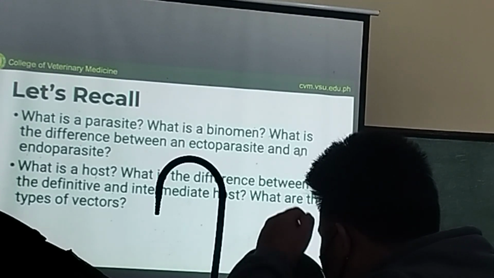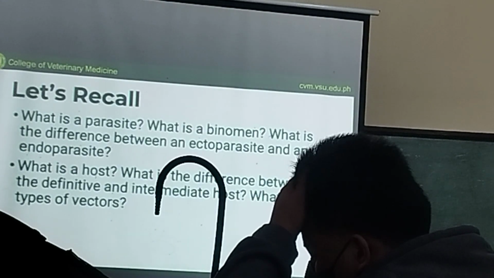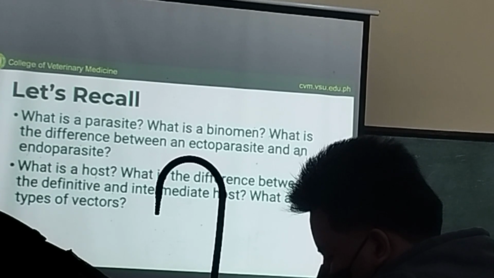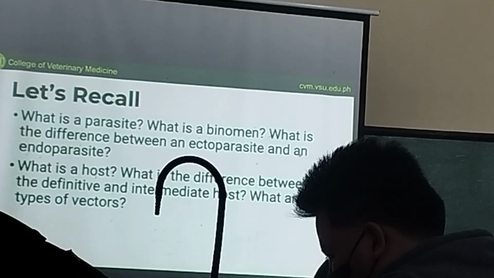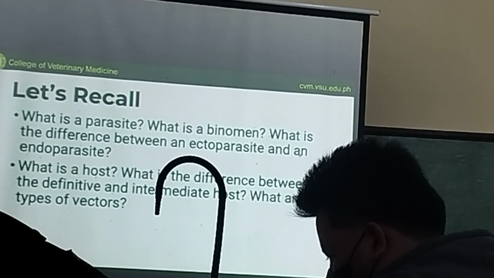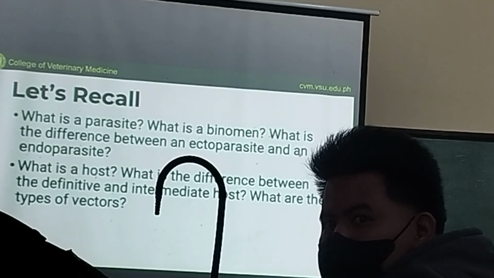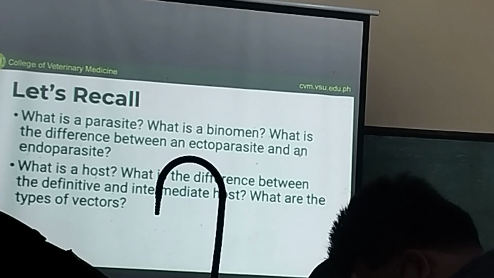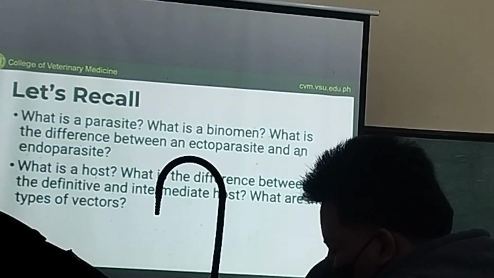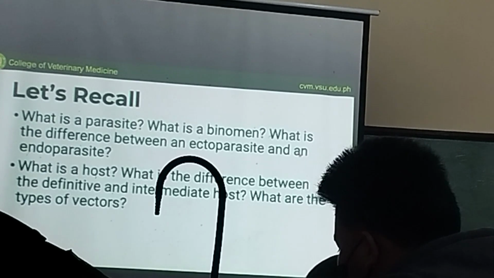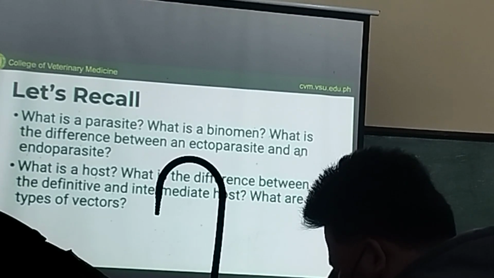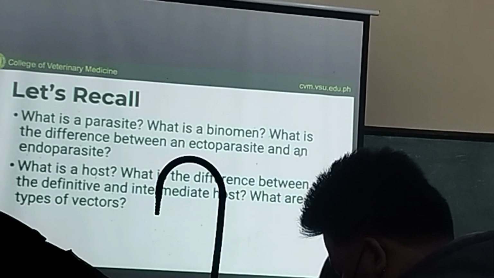What is the difference between the definitive and intermediate host? The definitive host is where the parasite achieves sexual maturity, followed by sexual reproduction. But remember that these are hosts, so that means a living organism. It could be a dog, it could be a fly. But the qualification, whether intermediate or definitive, is based on the parasite's ability to reproduce sexually or not. Not because it's a dog, not because it's a fly or a mosquito.